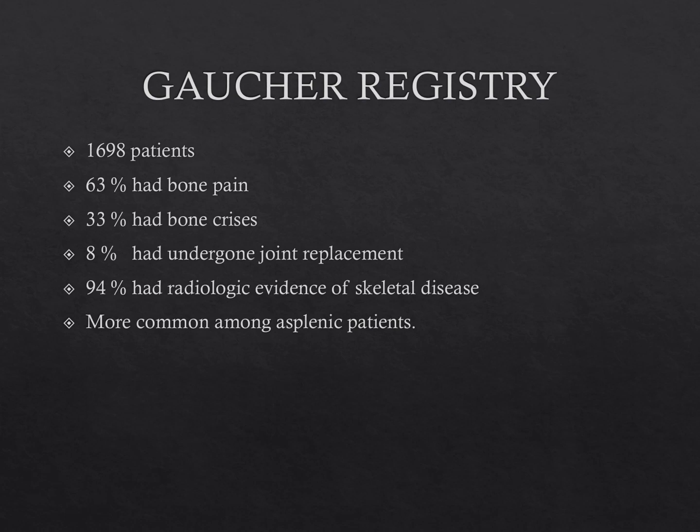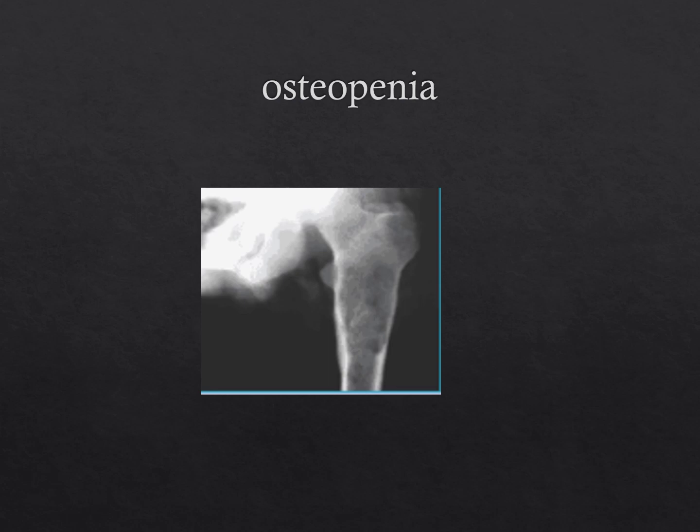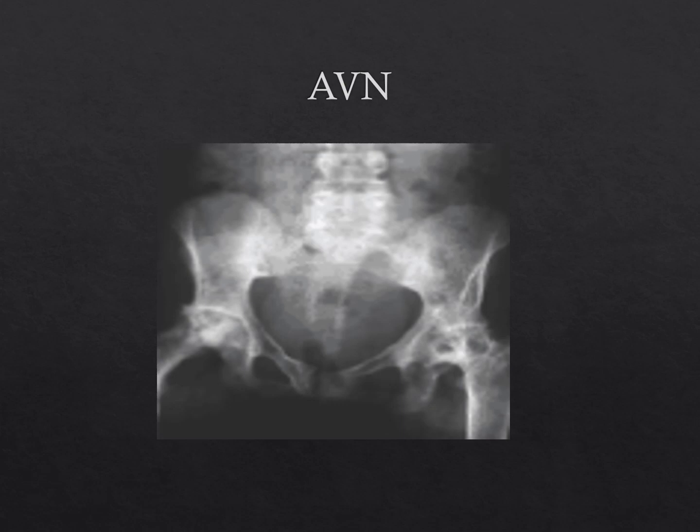Only 8% of the 1698 patients have had joint replacement, and whether this helps or not has not been proven by any studies. And when it comes to the bone, as mentioned earlier, osteopenia is the most common presentation, followed by osteonecrosis or avascular necrosis of the major joints in the body.